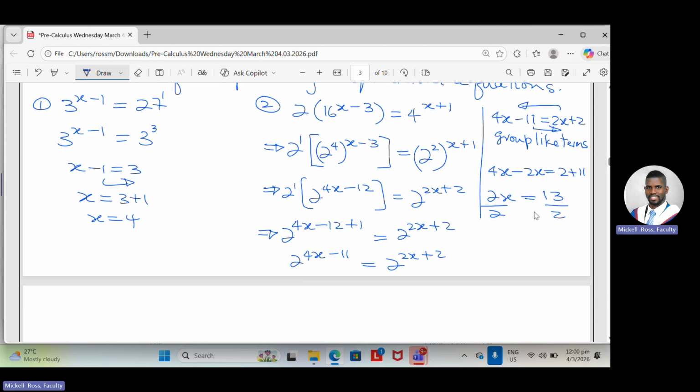Divide by 2. We now get that x is equal to 6.5, or we can just leave it as 13 over 2. All right? So you can leave your answer as 13 over 2. If you want to write it as 6.5, that's also okay.